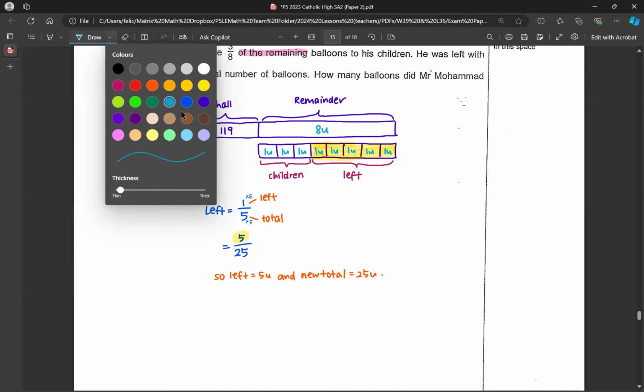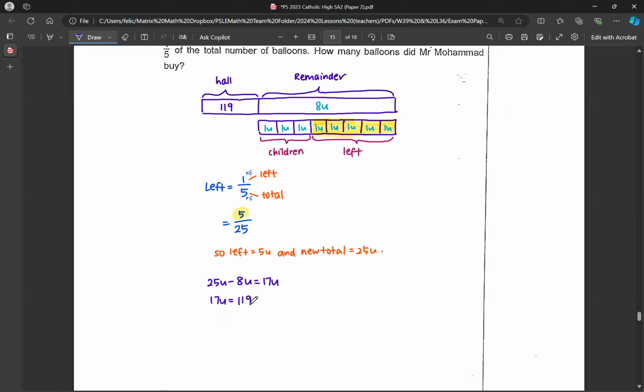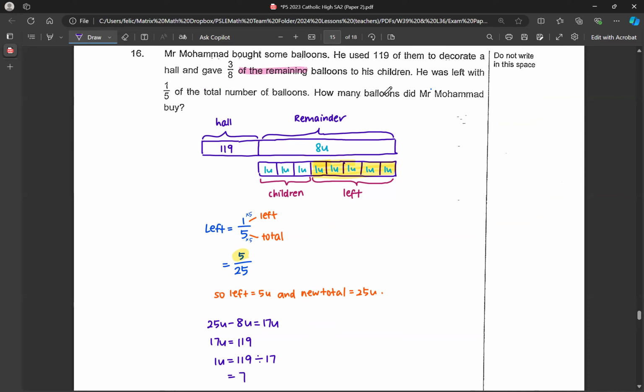So now you can find out how many units the 119 is. You can just use your total of 25 units, the whole stretch, minus your 8 units. So now I can say 17 units is the 119 balloons. Let's work out 1 unit: 7. Now read the question: how many balloons did he buy?